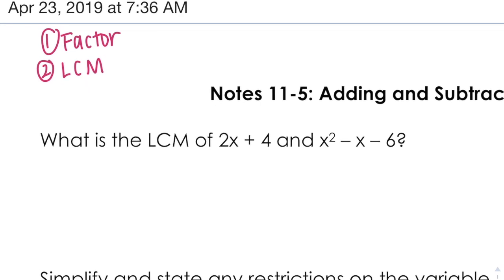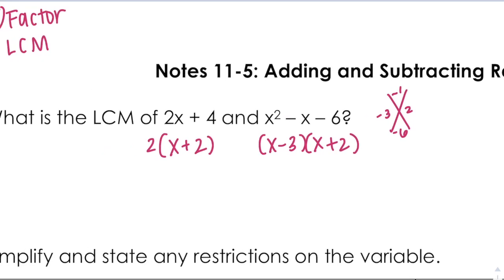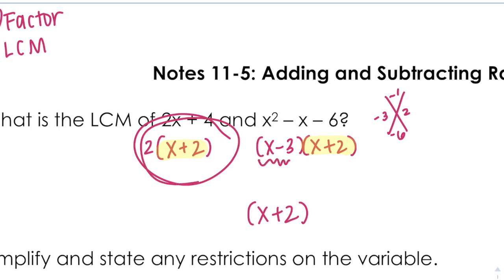Least common multiple. So in 2x plus 4 I can take out a 2, and then I'm left with x plus 2. And then over here, sum to -1, product is -6, so -3 and a +2. So I have x minus 3 and x plus 2. Okay, what do they both have in common? X plus 2. So that is part of my least common multiple, x plus 2. But then I ask myself, what's missing over here? Well, this left side is missing an x minus 3. So it would need an x minus 3.